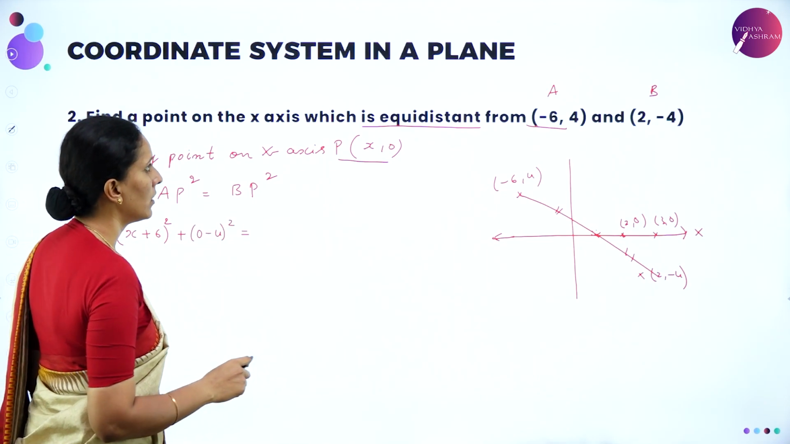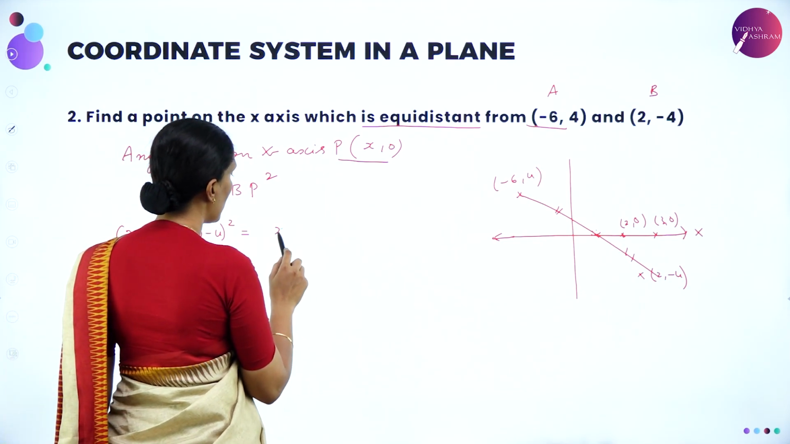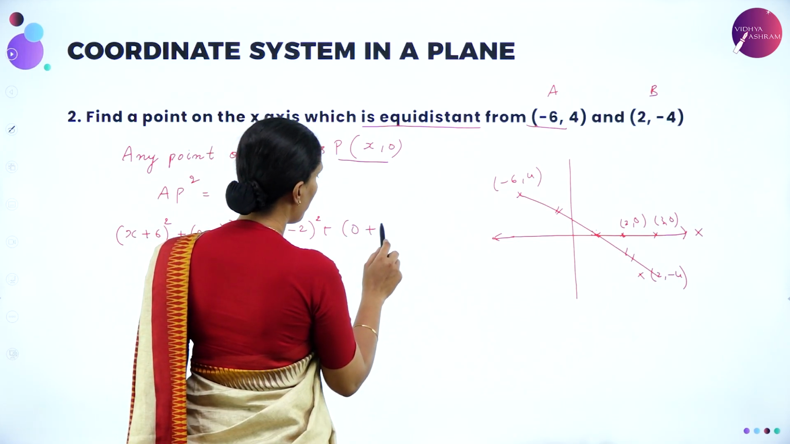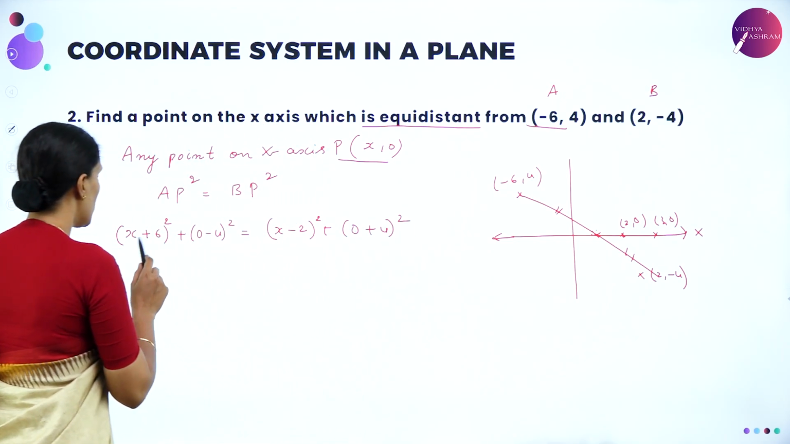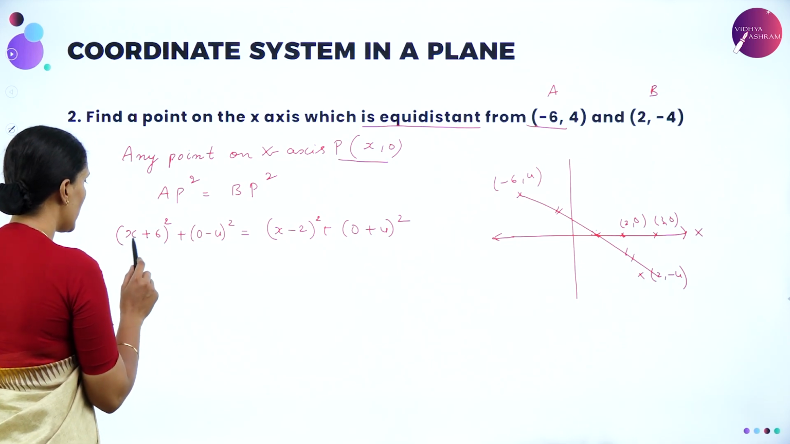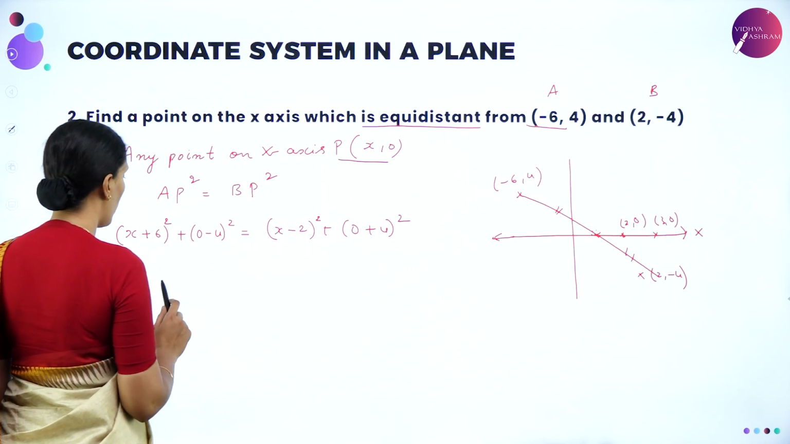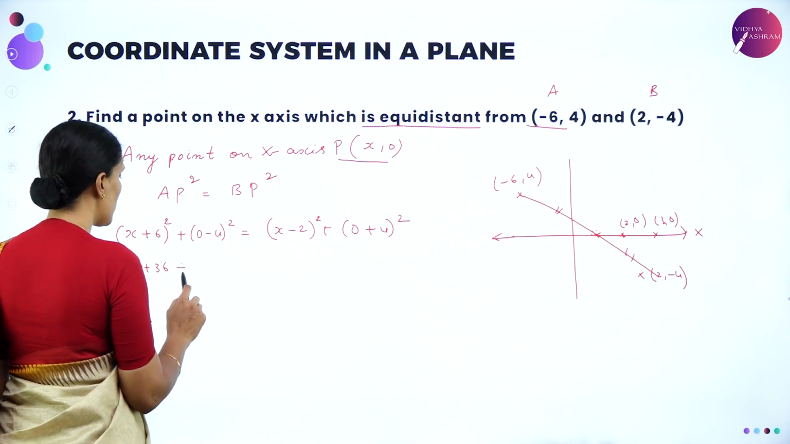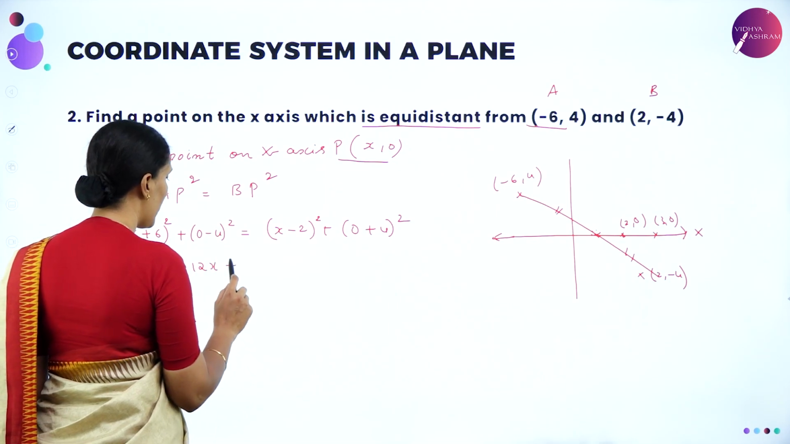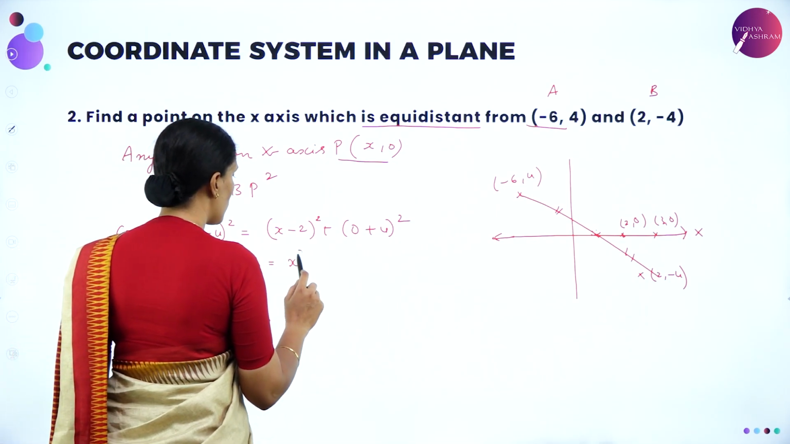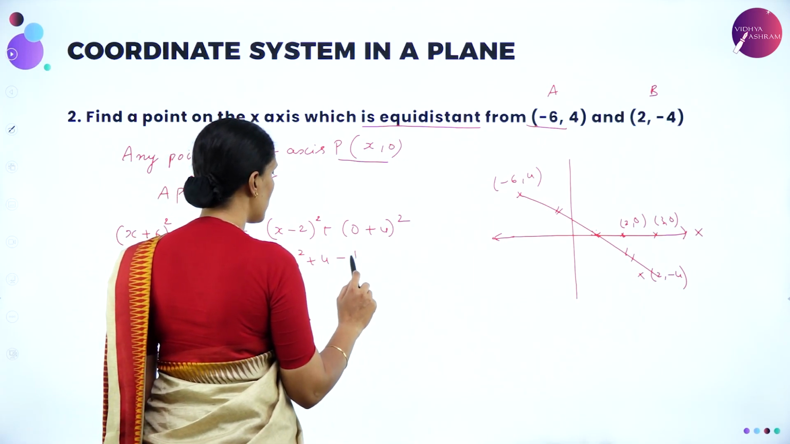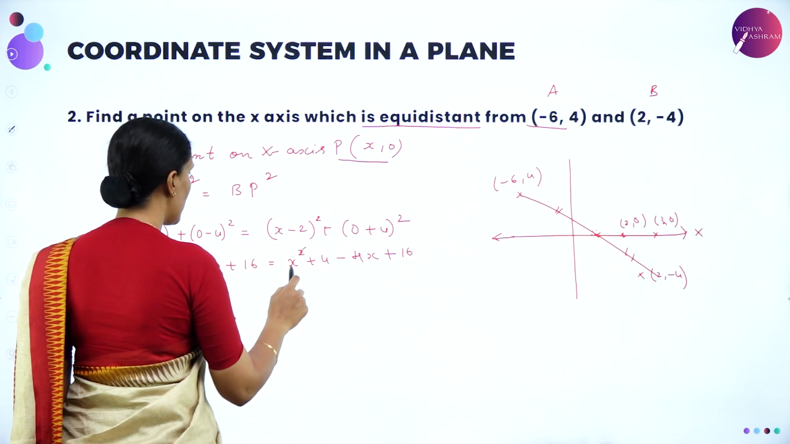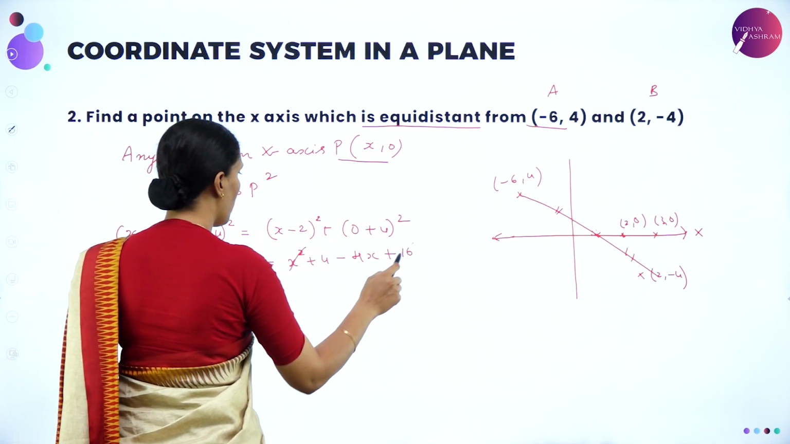Again BP square. So BP square is again (x minus 2) whole square plus (0 minus (minus 4)) whole square. Now let us expand this using the (a plus b) whole square and (a minus b) whole square formulas. So this is x square plus 36 plus 12x, and here it becomes plus 16. Here x square plus 4 minus 4x plus 16. We can cancel x square on both sides, and we can cancel 16 on both sides.